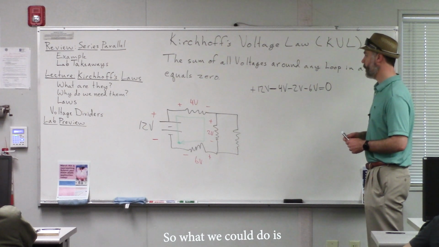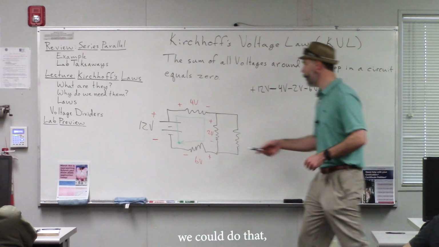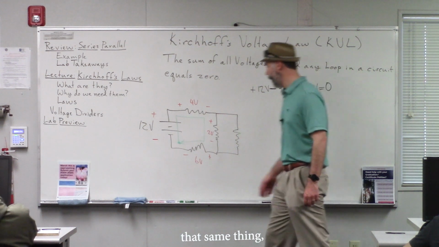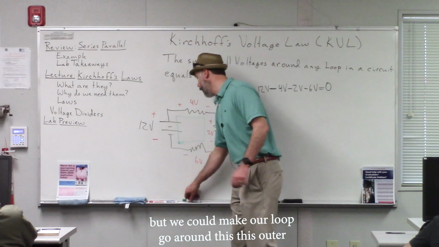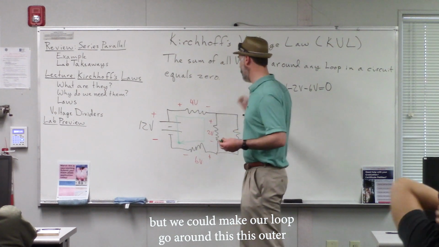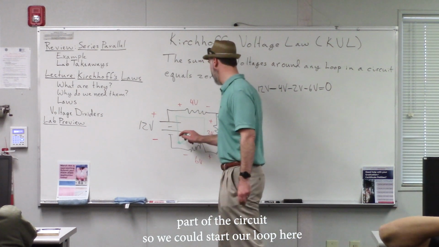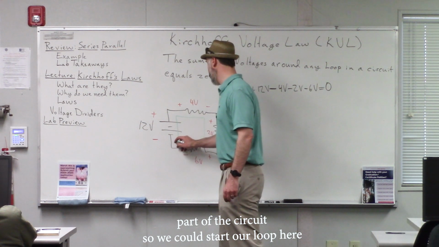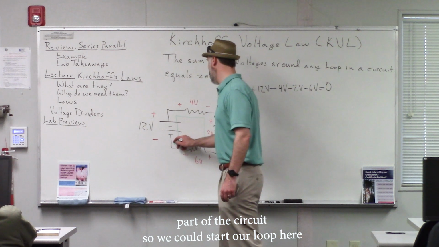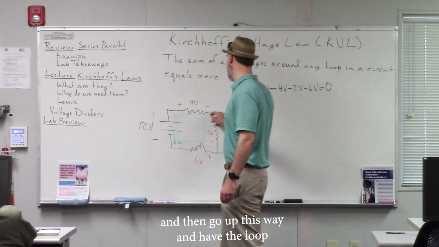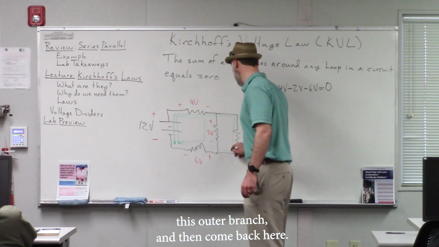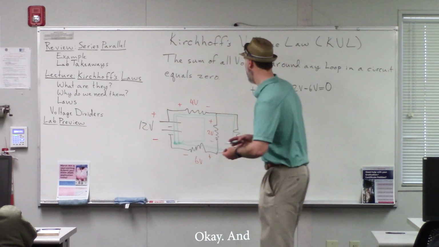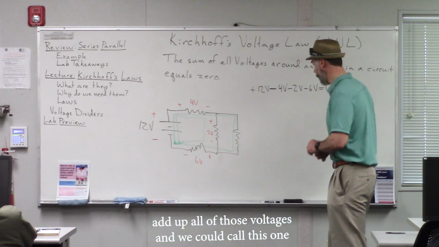What we could do is the same thing, but we could make our loop go around this outer part of the circuit. So we could start our loop here and then go up this way and have the loop go all the way to this outer branch and then come back here. Okay? And so then we could add up all of those voltages.